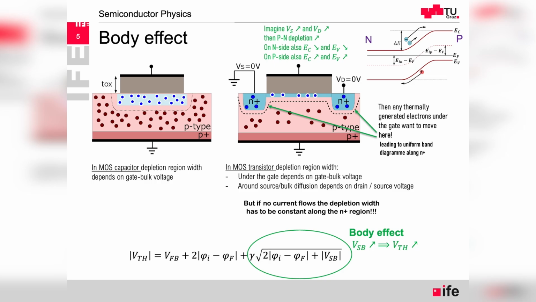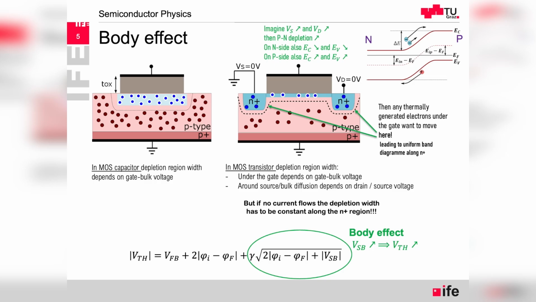So if no current flows, the depletion width has to be constant along the N+ region. We are considering the case where we already have the inversion channel. If we have the N+ under the gate, so we have this inversion channel, and we have depletion region all along, then it has to be of equal width. Otherwise, things get strange. And I would like to give an example.